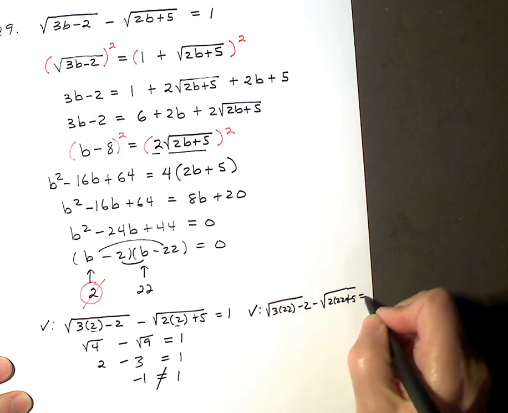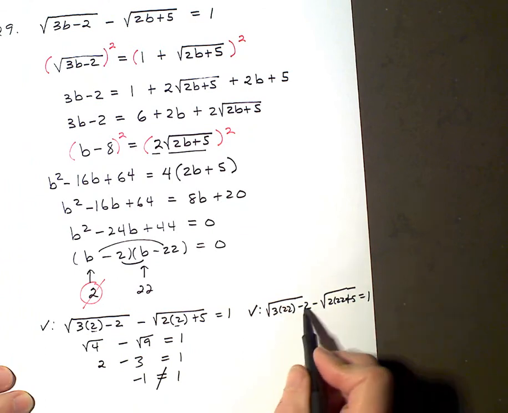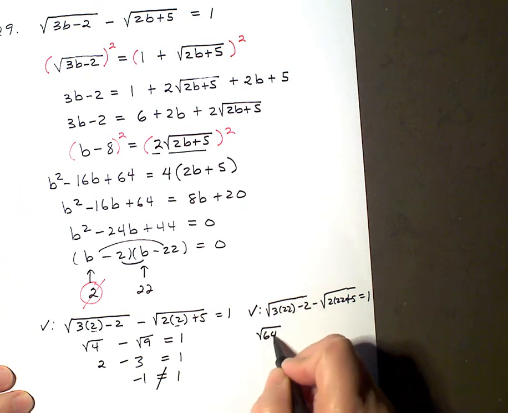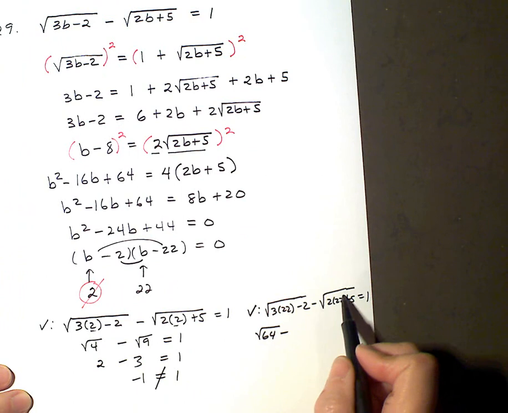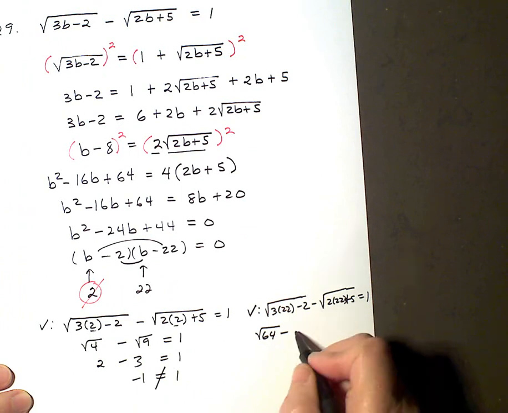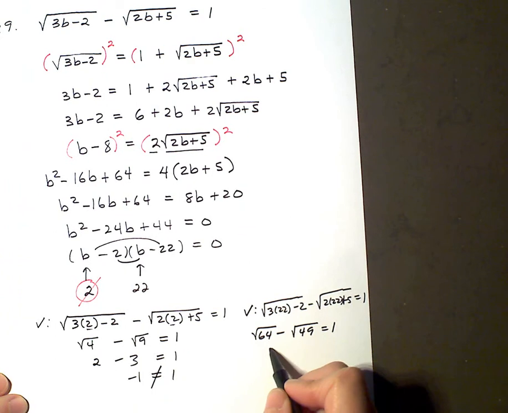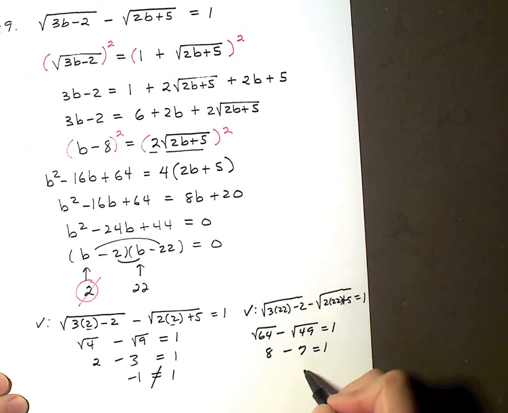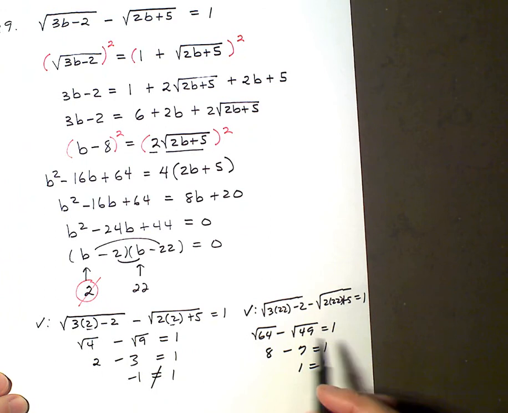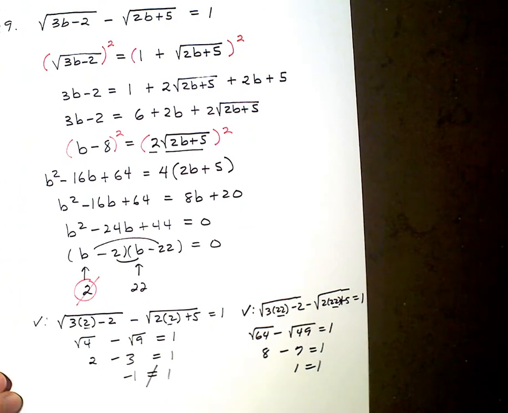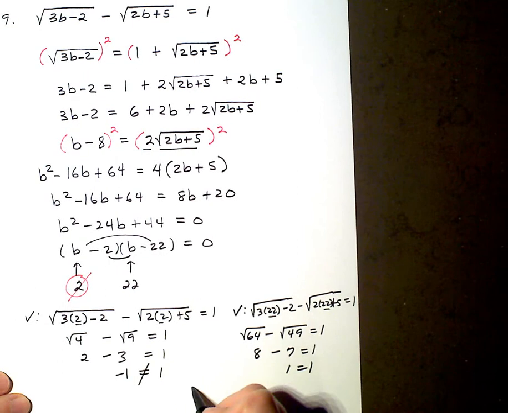equals 1. So this is 66 minus 2 under the radical, which is the square root of 64, minus, and this is 44 plus 5, which is the square root of 49, equals 1. Well, that's more like it. This is 8 minus 7 equals 1, positive 1 equals positive 1. So that 22 worked. So the solution to this is only b equals 22. All right, and that is it.